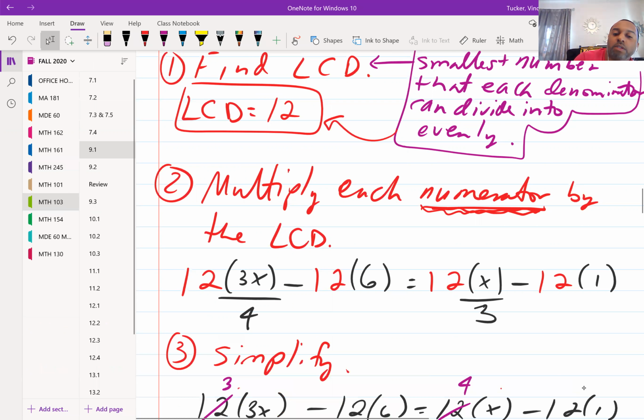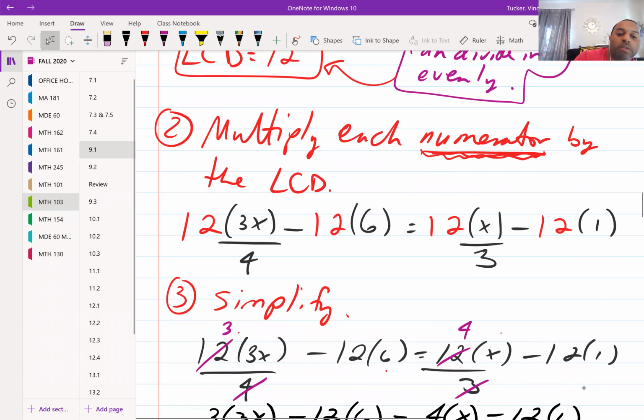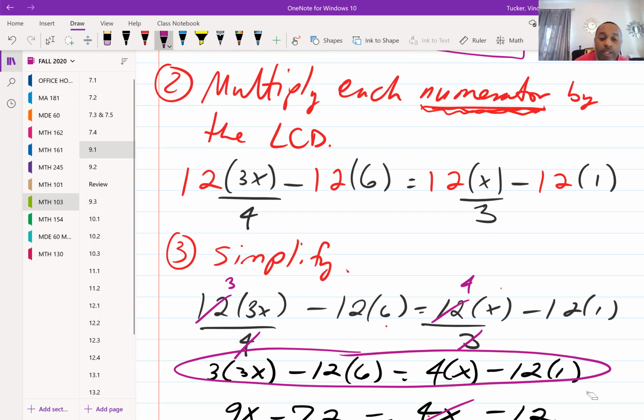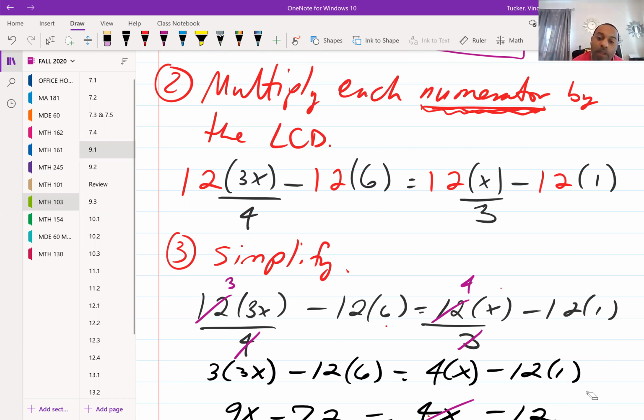All right. So then we're going to simplify. So what we mean by that is that we multiply each numerator by 12. So those ones that had the denominators, they should be able to divide into the LCD. That 4 divides into 12 and leaves you with 3. And that 3 divides into 12 and leaves you with 4. So we have the result of this expression now. 3 times 3x minus 12 times 6 equal to 4 times x minus 12 times 1.